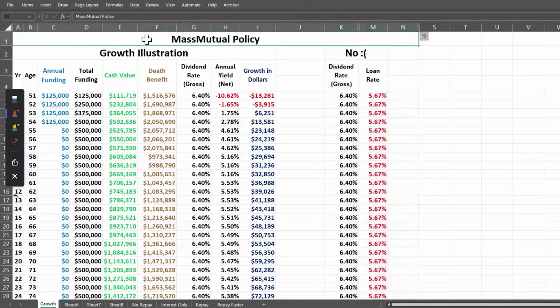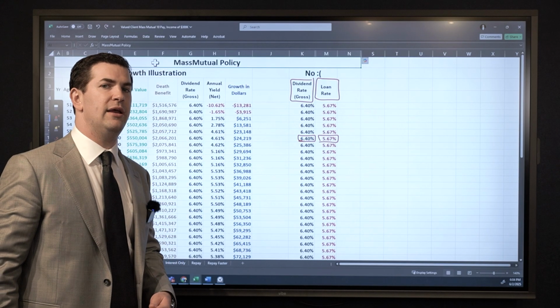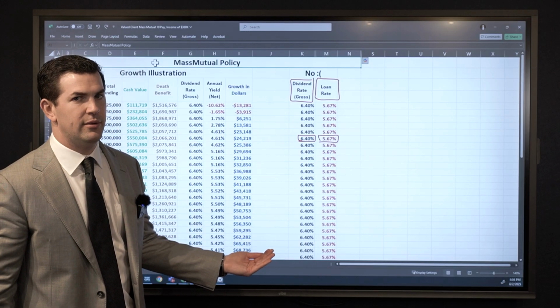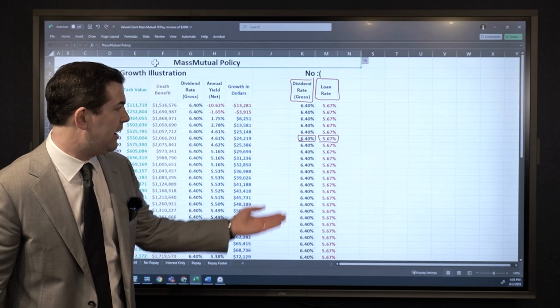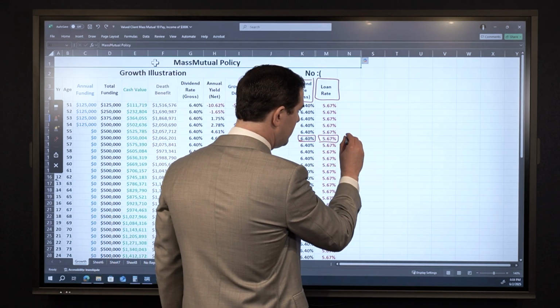watch out for this: a dividend rate compared to a loan rate. If you see a dividend rate of 6.40% and your loan interest rate with the policy is 5.67%, what goes through your head in terms of an opportunity? Positive spread. I can put my money in here and earn 6.4% and borrow at 5.7.